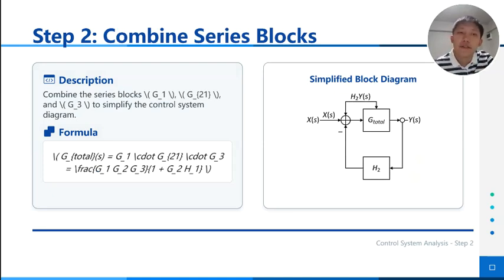Next, we combine the three blocks in series: G1, the newly formed G21, and G3. Multiplying their transfer functions gives us the total forward path transfer function, G total.